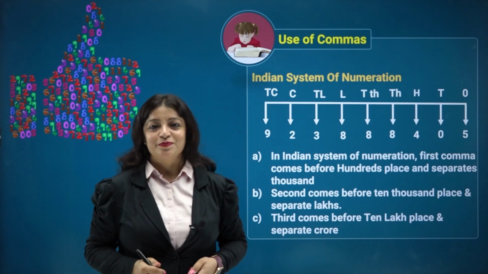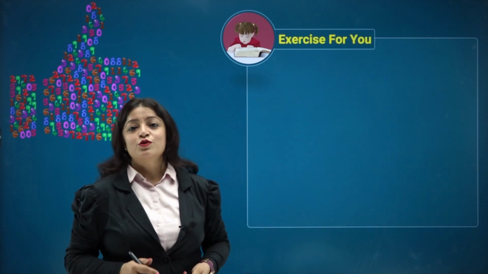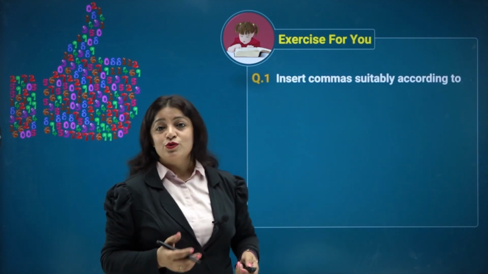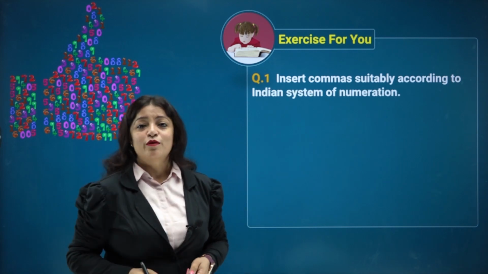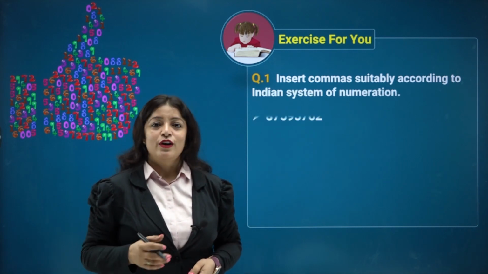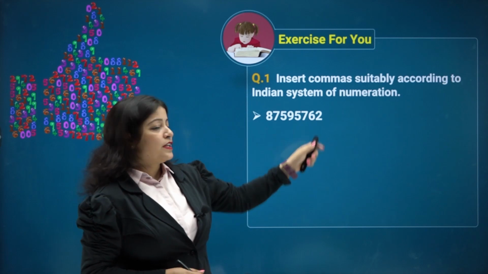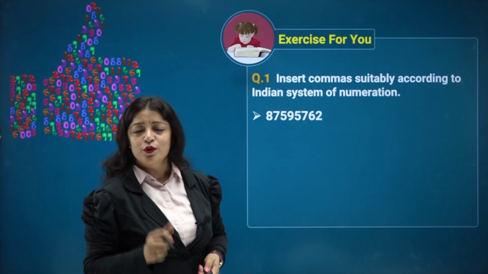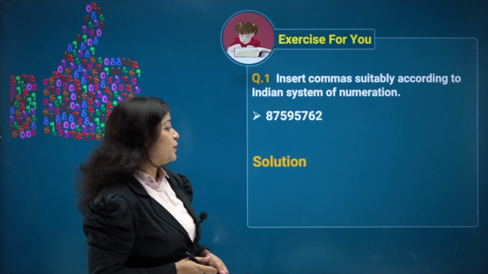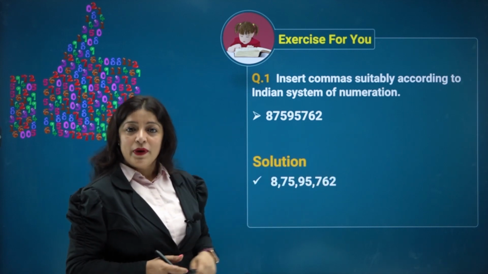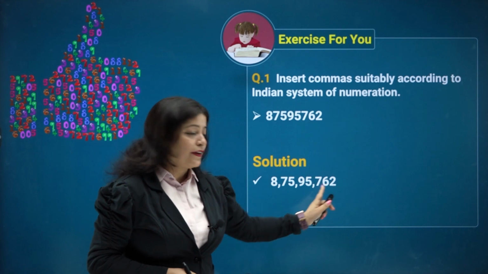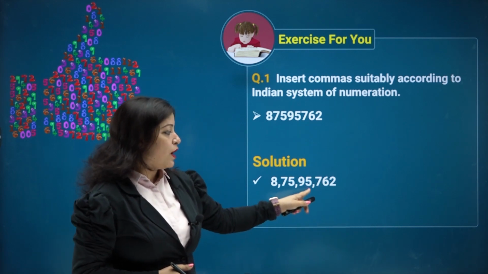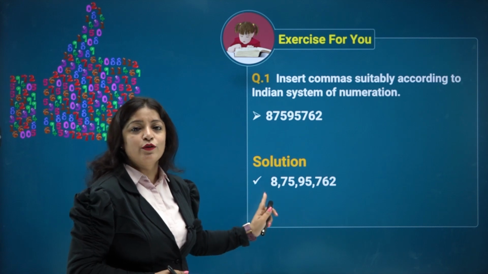So use that. Now switching on to the next part here, we have some exercises like insert commas suitably according to the Indian system of numeration, and then you have to write the number. So if this is a number and I ask you what that number is, it becomes difficult for you. So what you do, you put commas in them and you can easily see. Now the first and the rightmost will be the hundreds period. Then you have the thousand, then you have lakhs, and then you have crore.